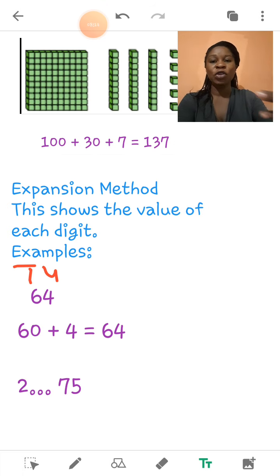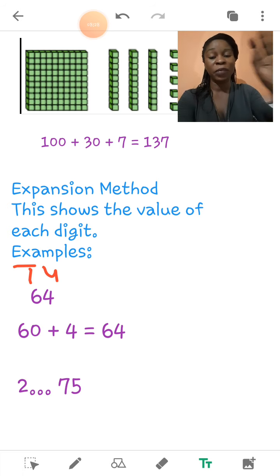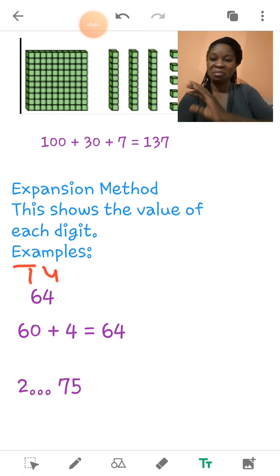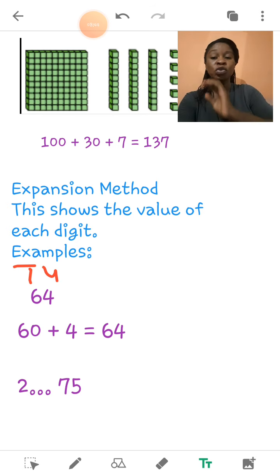All right, let's move to the expansion method. Expansion shows the value of each digit. It shows which is tens, which is unit. It's still the same thing we are talking about, but in a different language. The same English, but a different way of approaching it. This is the expansion method. It will give you figures such as 64, but they are telling you to tell us which is tens and which is units. The same thing we did earlier is still what you're going to do here. The only difference is that we don't have blocks.